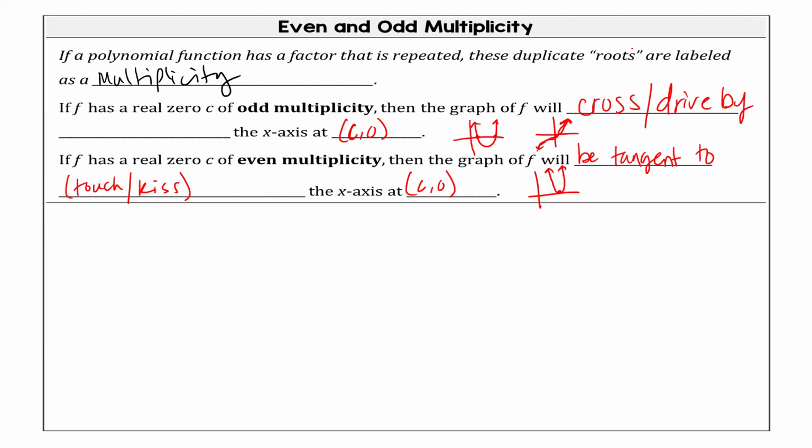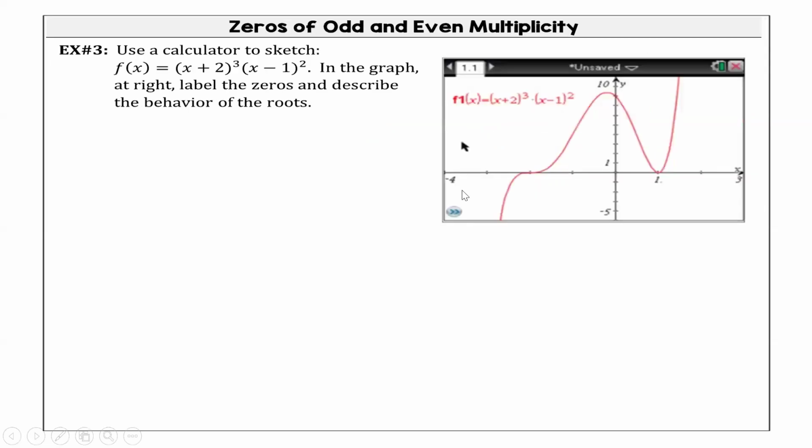Yes, odd multiplicity. Drive-by. We're going to see an example of a function drive-by in a minute. It is what it is. Okay. All right. So you should have this function in your notes, right? We're going to look at the sketch of it.